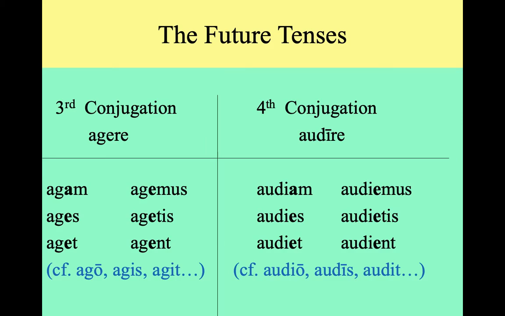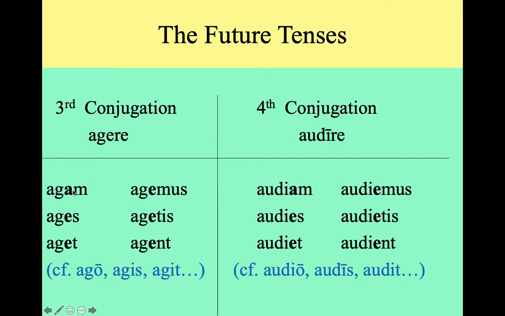However, the third conjugation and the fourth conjugation, verbs like ago, agere, short ERE, and audio, audire, long IRE, don't do bo, bis, bit. They do something very different. They do am, es, et, emus, etis, ent. And you can see that on both sides here. So for agam, ages, aget, agemus, agetis, agent, it doesn't have that really splashy future tense look of bo, bis, bit. But I do want you to compare it to its present tense form: ago, agis, agit, agimus, agitis, agunt.